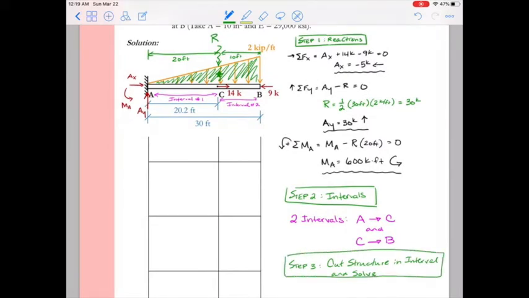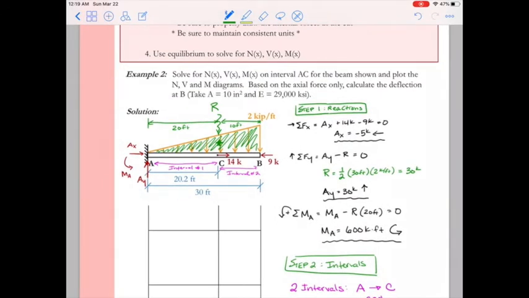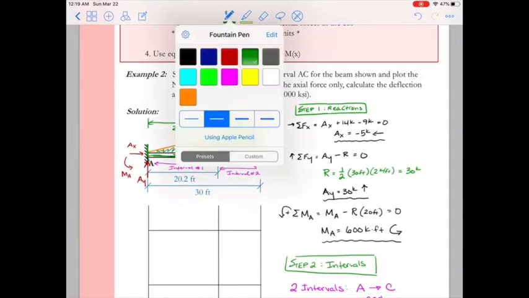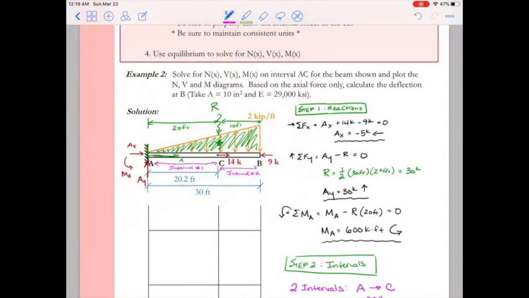But before I do that, I want to go ahead and draw my cut on my first interval. So make sure you cut in the interval, not at A or not at C, but somewhere arbitrarily in the middle. And so I'm going to define my coordinate system X starting from point A and then going to the right. I'm just going to cut anywhere, somewhere between A and C. And I'm going to loop it back around my origin since I have to be careful there with my X coordinate system. And now I'm going to take this circled free body diagram and I will draw this on the next page.